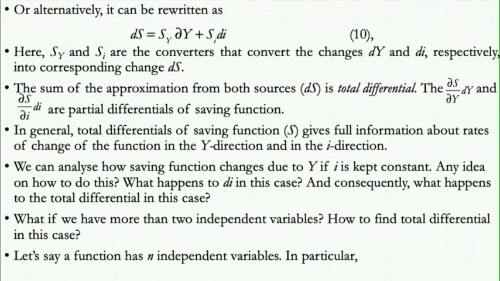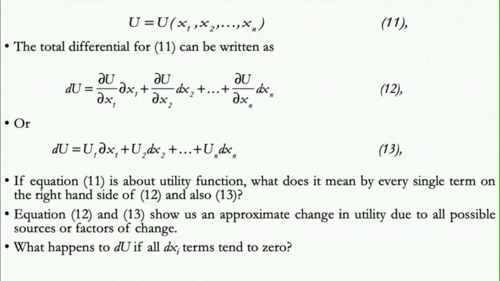Now, if we have many variables that affect saving, let me do some correction here, this one should be D. Let's say we have another one here, saving as a function of income, interest rate, and tax. That means we can also extend the total differential to more than two variables. You can have, let's say, up to n variables here.